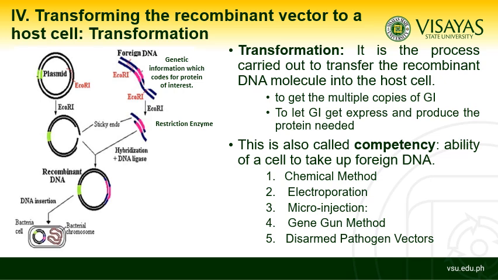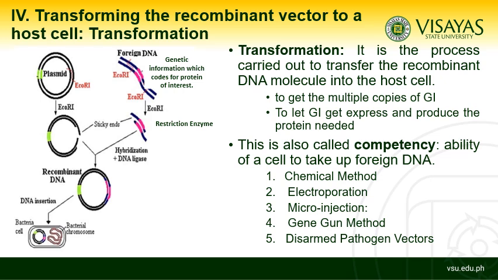So not because you are doing the transformation automatically, all of the bacterial cells that are placed there will receive the plasmid. Some will take it, but some will not be able to take it. That's why later in the process, we will do selection to see whether the bacterial cells contain the recombinant DNA or not.